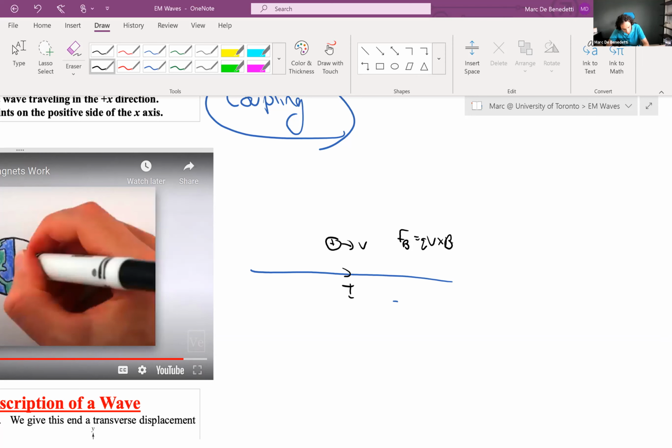So in this case, the B field lines will be out of the board, and then the velocity of the proton or the positive charge is to the right, so the magnetic force would be down in this case. And that's what they're describing.